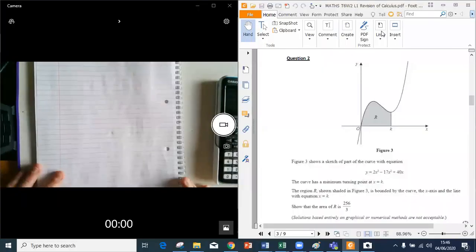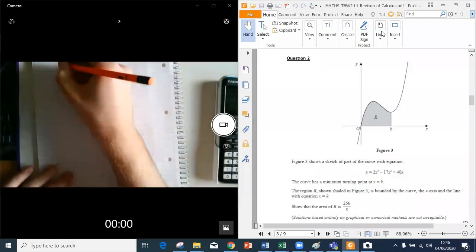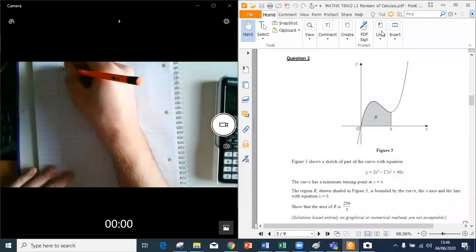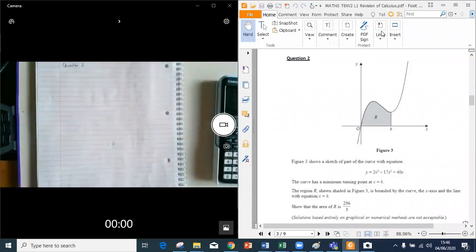Okay, next one, question 2. It's very similar, and I think this has also been one of your assessments this year. So again, have a try at this one yourself and unpause when you're ready. So we've got a curve, and it says the curve has a minimum turning point at x equals k. The region R is bounded by the curve, the x-axis, and the line x equals k. So a line at the minimum point. Show that the area R is 256 over 3.